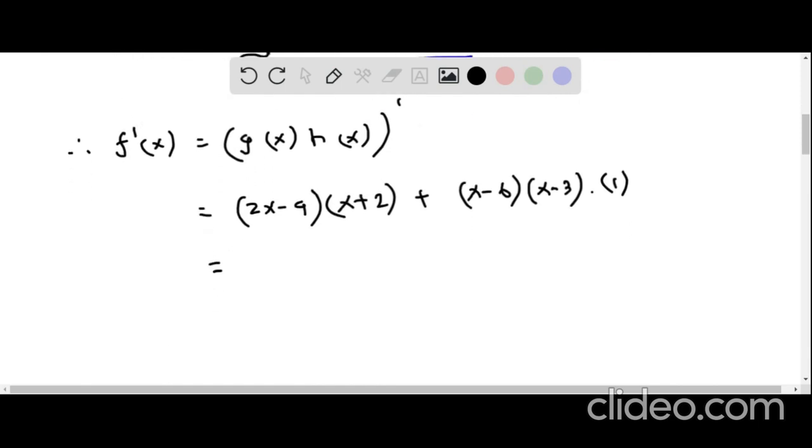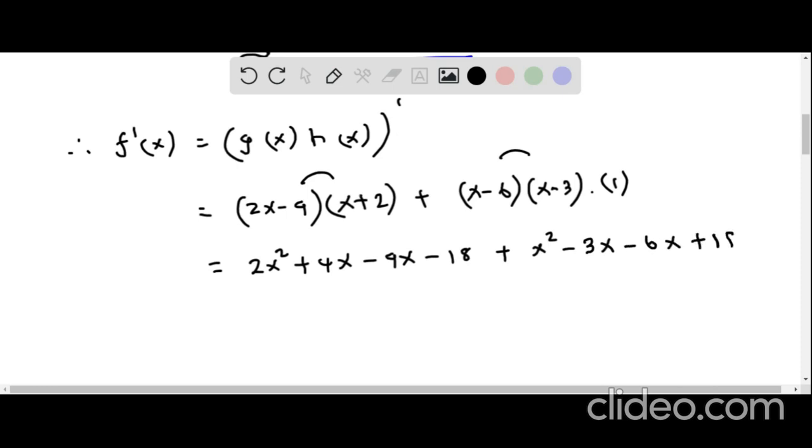I'm going to distribute the terms, or we can FOIL it out. So 2x times x is 2x squared. 2x times 2 is 4x. Negative 9 times x is negative 9x. Negative 9 times 2 is negative 18. Here also you will FOIL. X times x is x squared. X times negative 3 is negative 3x. Negative 6 times x is negative 6x. Negative 6 times negative 3 is positive 18.